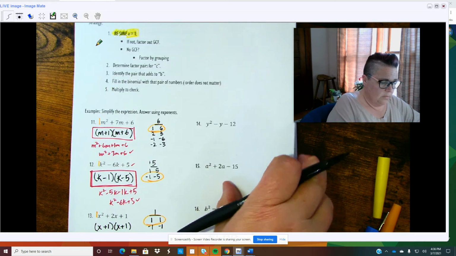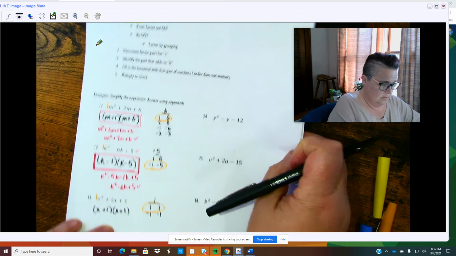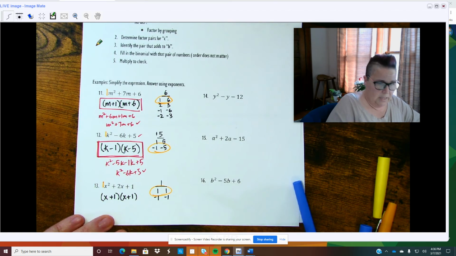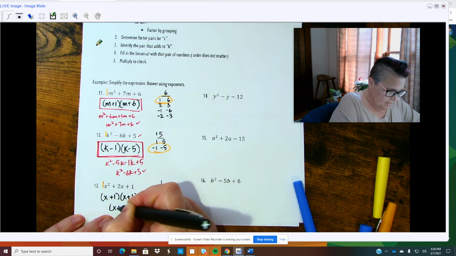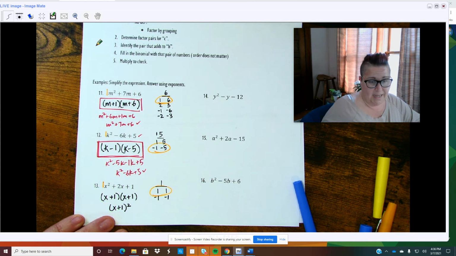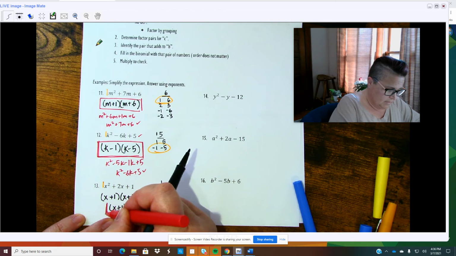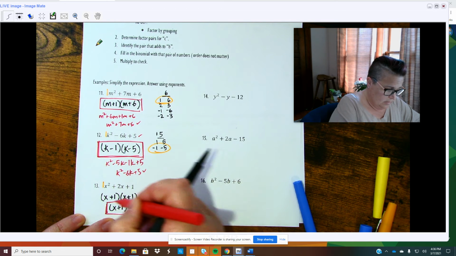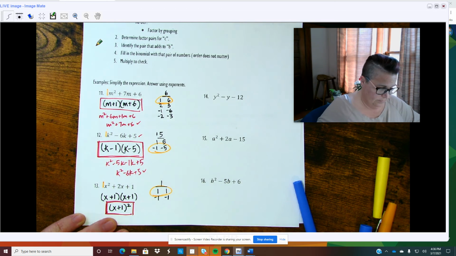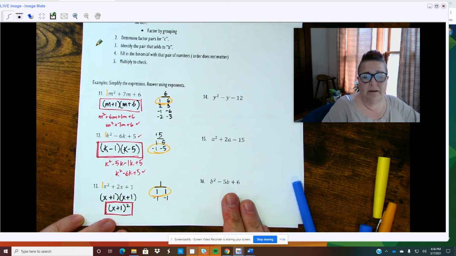All right, I would want to rewrite this as x plus 1 squared, because that's simplest form. X plus 1 times x plus 1 is the same as x plus 1 squared. Here we go. Great. What about number 14?